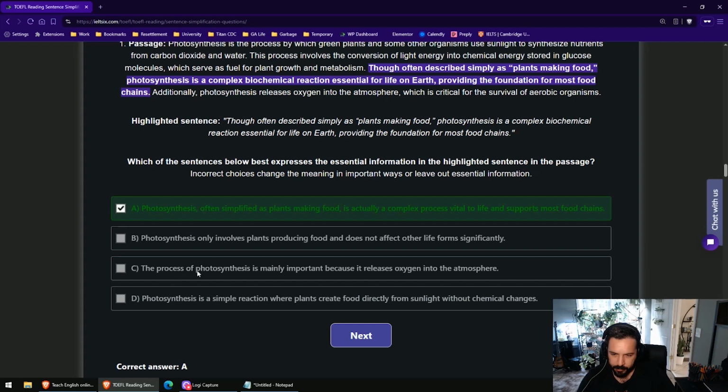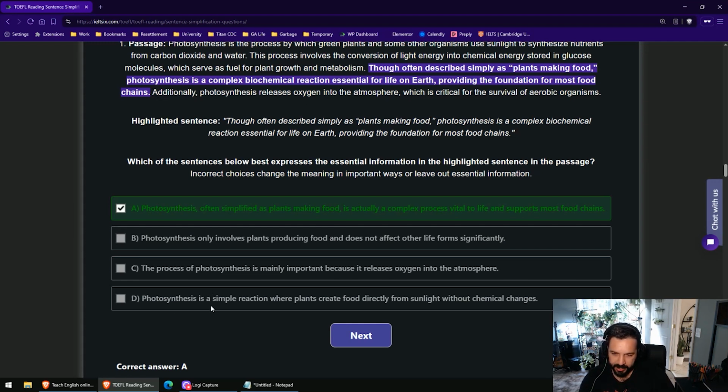The process of photosynthesis is mainly important because it releases oxygen into the atmosphere. Now, there are some things wrong with this one. First of all, it says the main reason why it's important is because of something. We never said what the most important reason is, or the biggest advantage, or the biggest flaw, or whatsoever. And then it includes information from the part that is not highlighted. So that's another reason why this is a bad option.